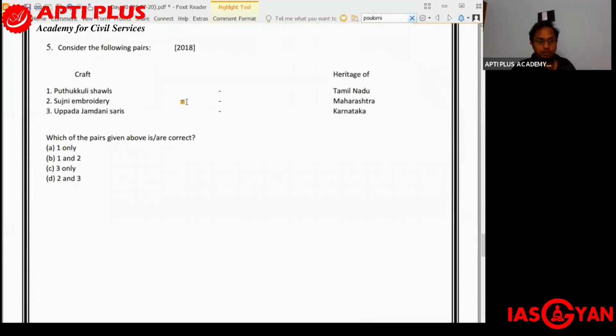Now, finally, moving on to the last question for the day, a question from Art and Culture, where you have been provided with two columns. In one column you have the craft, and in the other column you have to see which state this particular craft belongs to. Number one is Puthukuli shawls in Tamil Nadu. Number two, Sujni embroidery in Maharashtra.